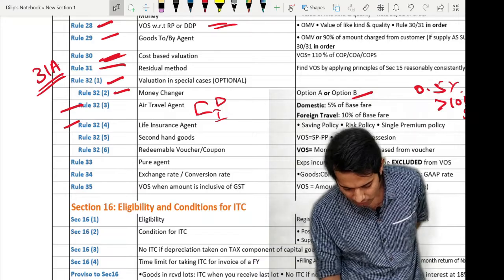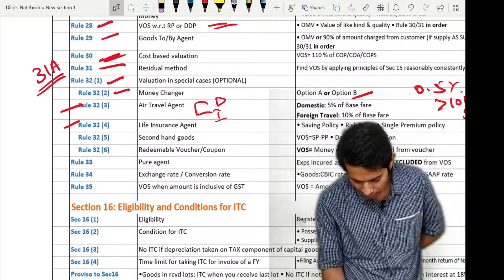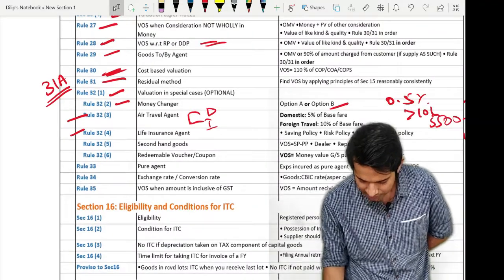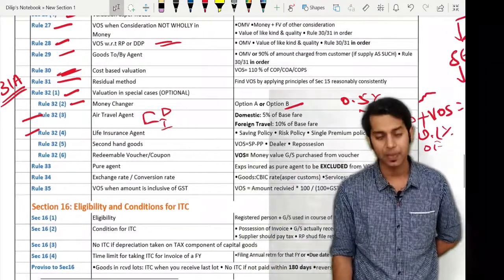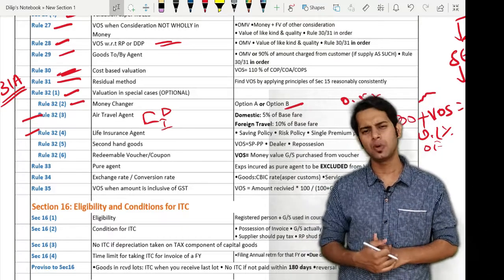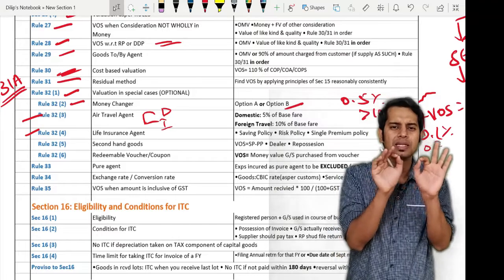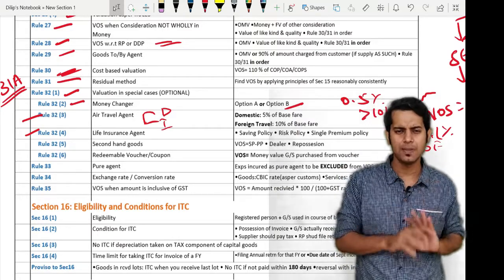Then rule number 32 sub rule 5 talks about second hand goods. Value of supply in case of what? Second hand goods. You can be either a dealer of second hand goods or a repossession of second hand goods. In both the cases, value of supply is the same. Value of supply is selling price minus purchase price.